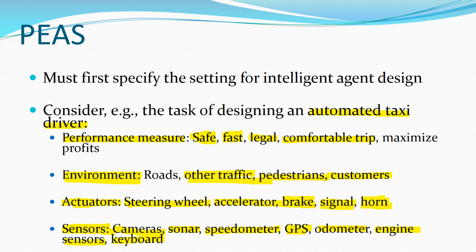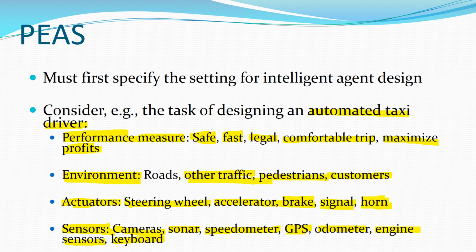So a comfortable trip is one of the important performance measures, where speed is also important. Whether it is legal or not, that is, whether this automated taxi driver agent is registered somewhere or not. Maximizes profit, that is, if my agent is going to give me good profit, that would be a good performance measure, or it is a good taxi driver agent. Apart from this, if your taxi driver agent reaches a particular destination, that can be considered a performance measure, that is, the correct destination.